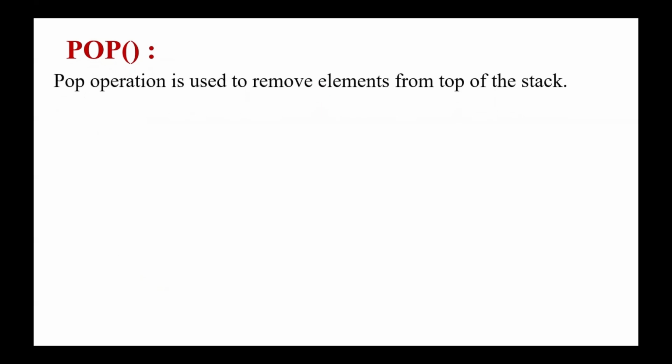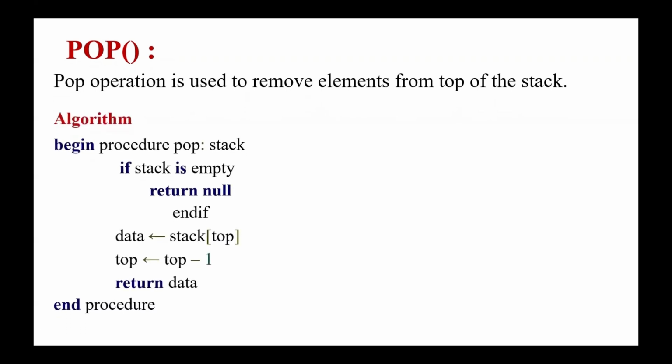So the next operation is pop. Pop is the operation used to remove an element from the stack, or deleting an element from the stack. So this is our algorithm. Here also, whenever we are going to remove or delete an element, first we have to check whether the stack is empty or not. If the stack is empty, we cannot delete an element, because if there is no element present inside the stack, we cannot delete anything.